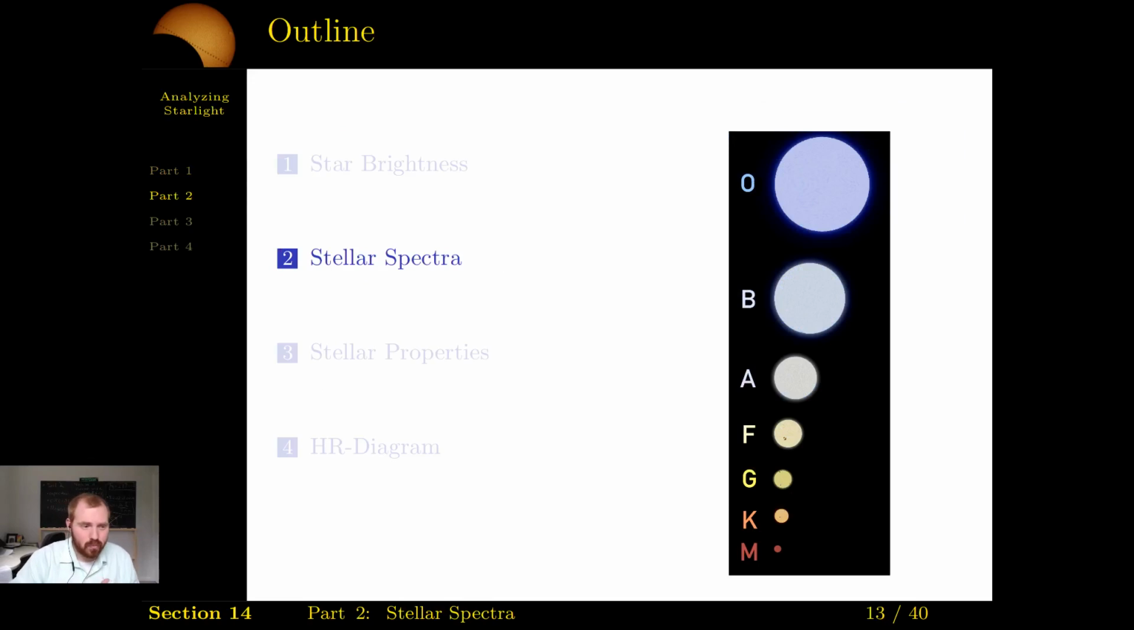So let's segue into our next part, where we're going to talk about the stellar spectra. You guys remember this, the O, B, A, F, G, K, M's. What do we mean by this? What information are we gaining from these spectra?